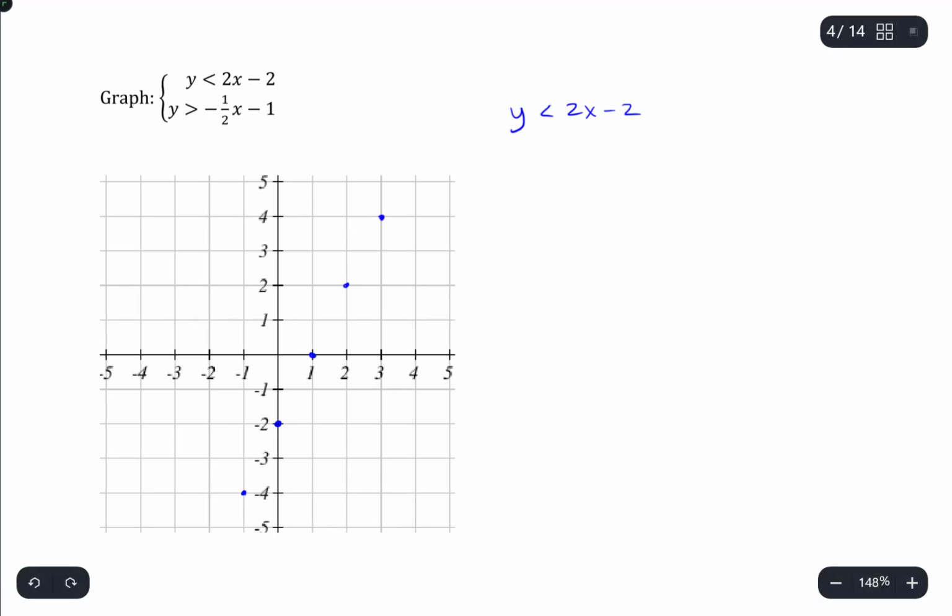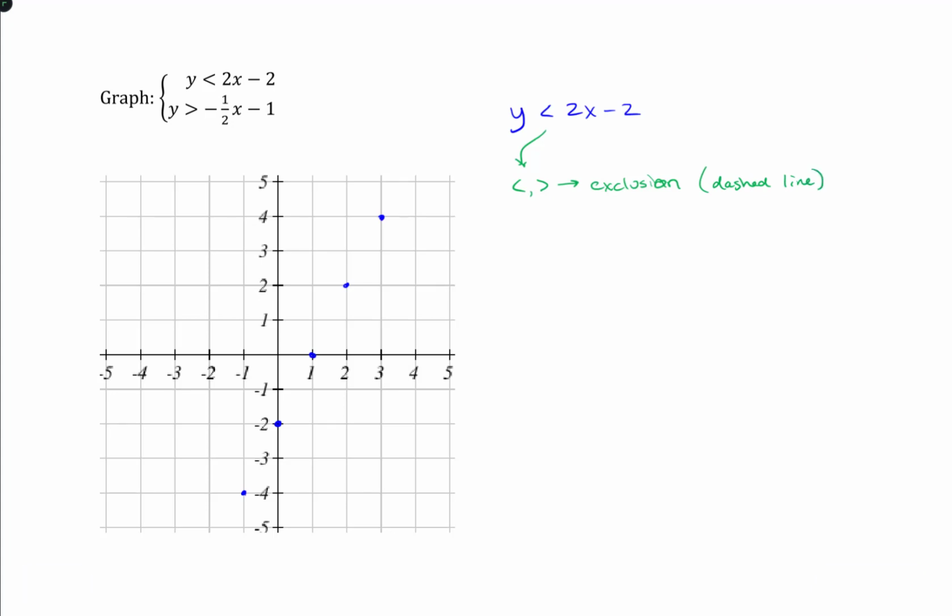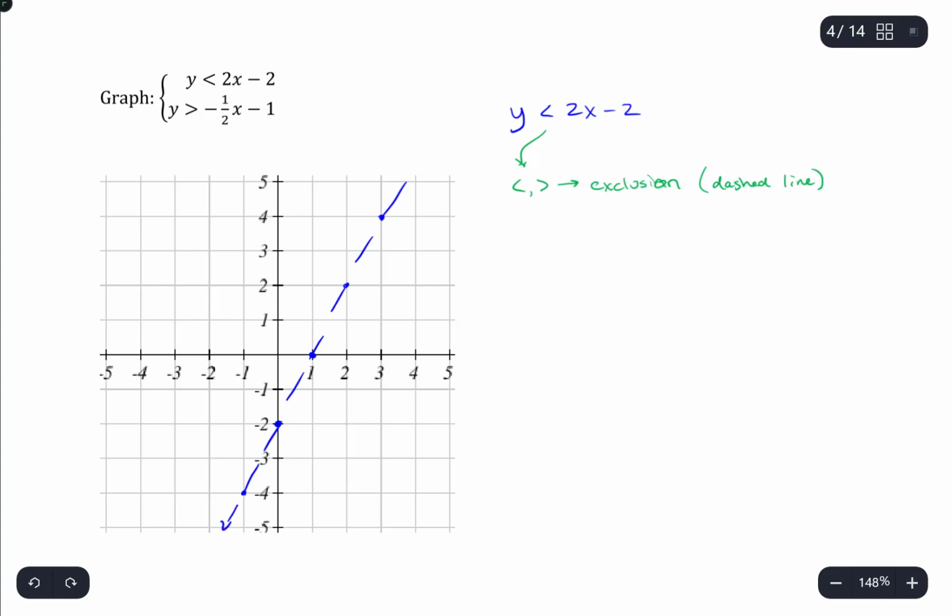Now, the thing about the boundary is that because I have less than, and if I had a less than or a greater than, these represent exclusion. So we're not including the boundary. And so what we do is we graph with a dashed line. If it had been greater than or equal to or less than or equal to, we would graph with a solid line. So just make sure when you graph this, you make it very clearly a dashed line.